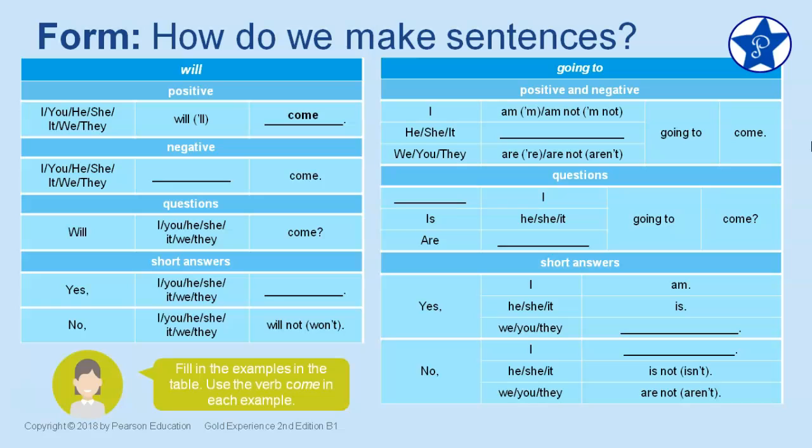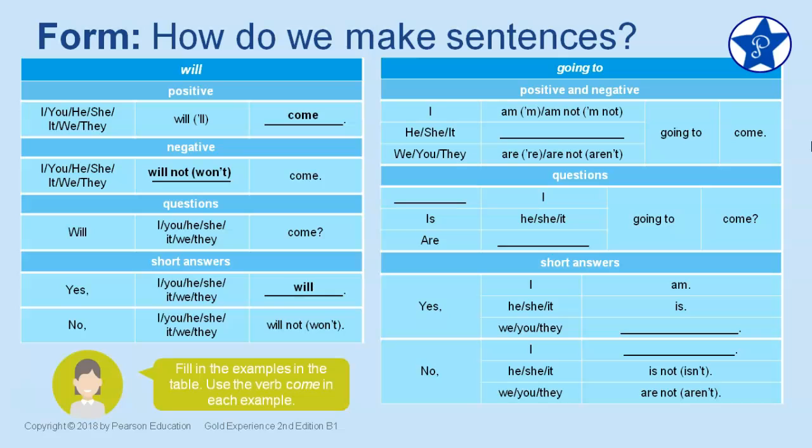Now I told you that in the negative sentences we use will because it's a modal verb, a strong verb. We say will not or won't. We use will in questions and we use will in short answers. Yes, I will. No, I will not. Or no, I won't.